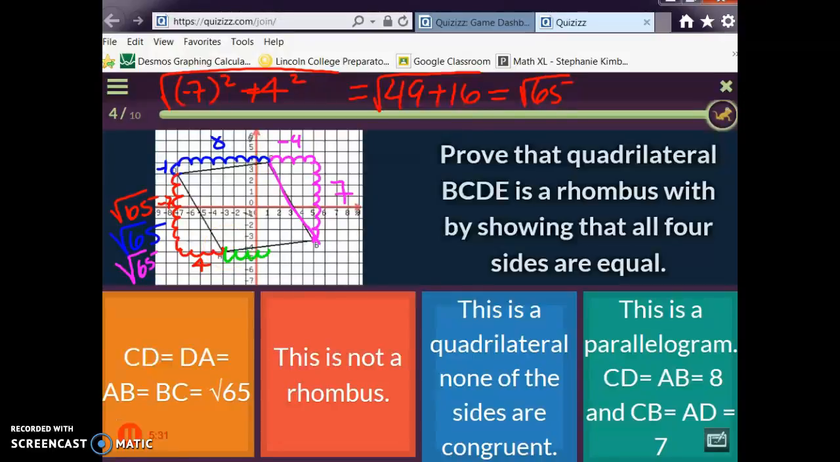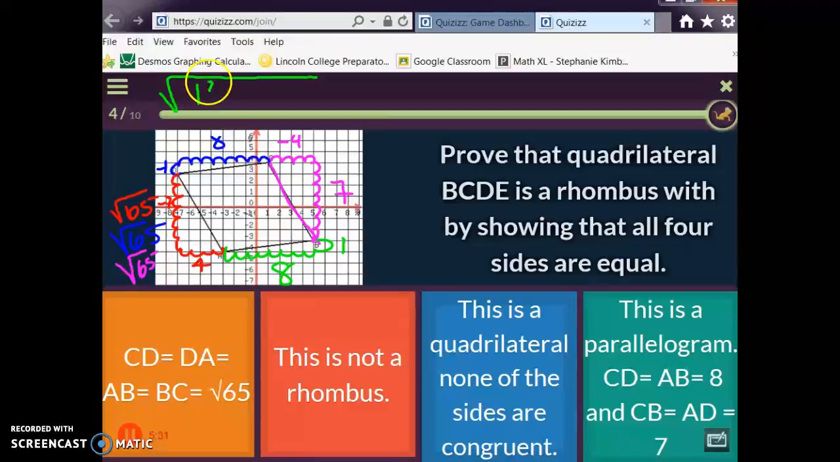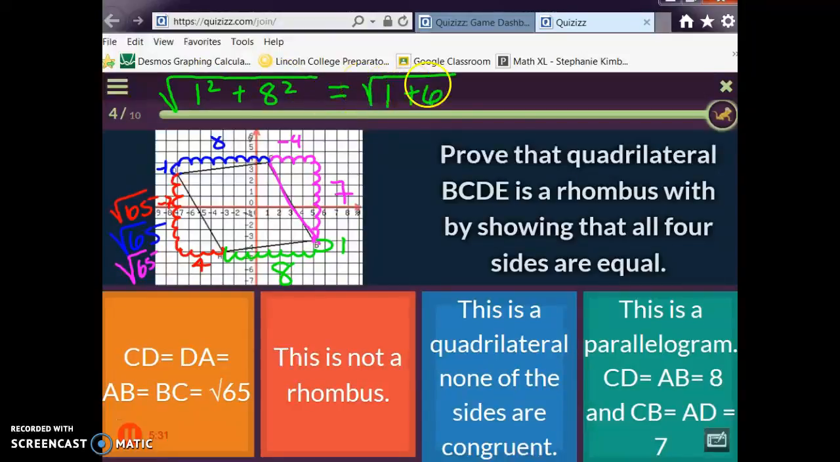1, 2, 3, 4, 5, 6, 7, 8. That's 8. And then up 1. So I have the square root of 1 squared plus 8 squared, which is the square root of 1 plus 64, which is the square root of 65. All lengths of sides are equal, so I believe that this is a rhombus. And I think I know why.